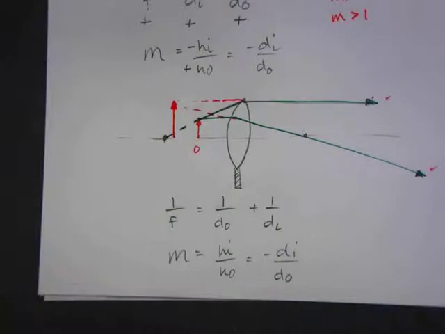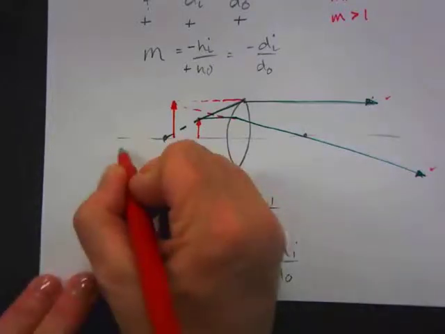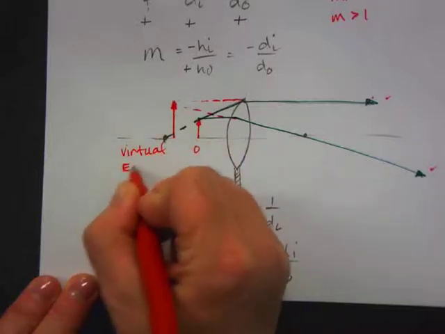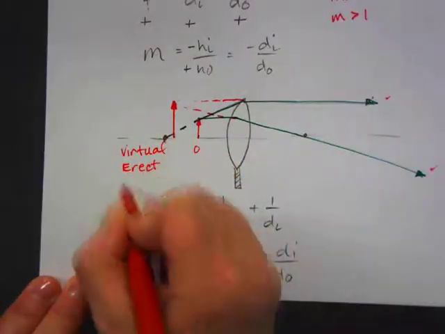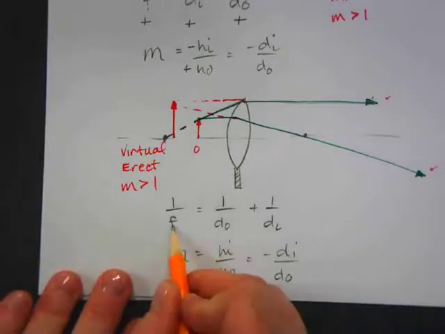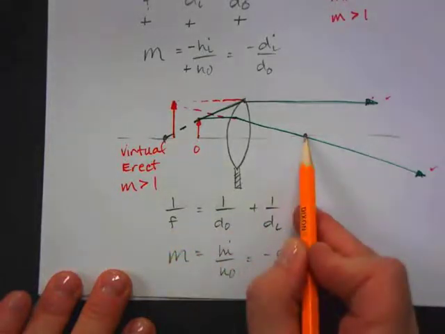So now we're going to attach the positives and negatives to all this stuff. Real or virtual image? Virtual. Yep, it's a virtual image. It's upright or erect. And the magnification is definitely greater than 1. Okay. So now let's put positives and negatives.